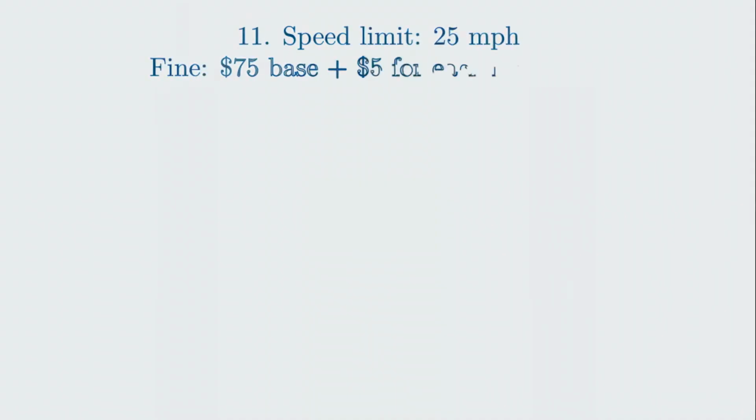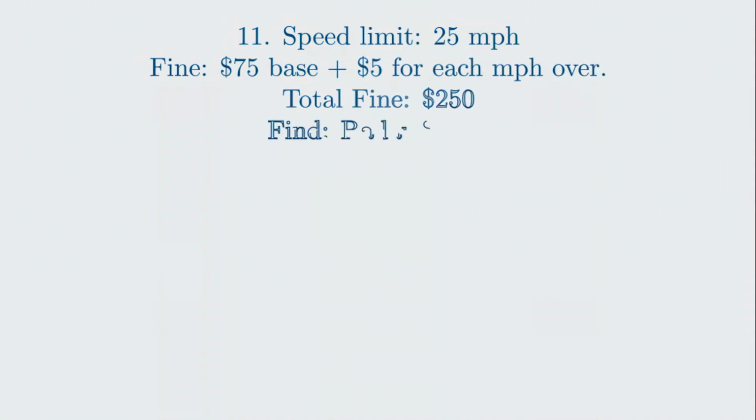Our 11th problem is a word problem that can be translated into a linear equation. A township has a $75 minimum fine for speeding. An additional $5 is added for every mile per hour a driver travels over the 25 mph speed limit. A driver was fined $250. We need to find the speed recorded by the police radar. The objective is to read a word problem, identify the unknown quantity, and set up an equation that models the given information. We'll use this equation to solve for the unknown.